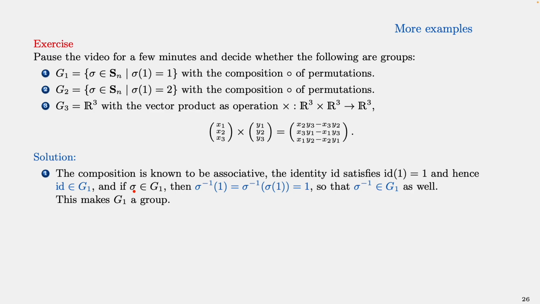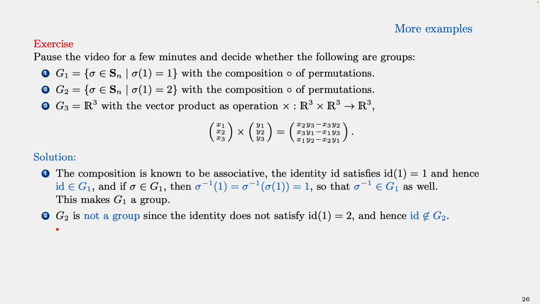Well, because sigma is contained in G1, we can write this element 1 as sigma of 1 due to this property here. So we have sigma inverse of 1 is the same as sigma inverse of sigma of 1, but sigma inverse and sigma cancel out. So this means sigma inverse of 1 equals 1. And this means that sigma inverse is also contained in G1. And this makes G1 a group.